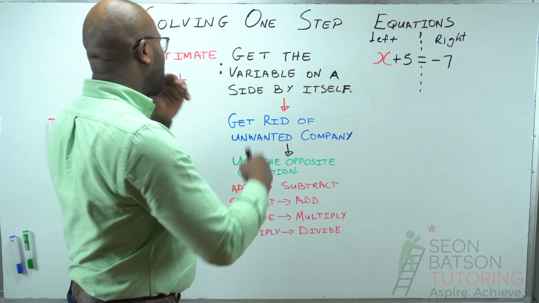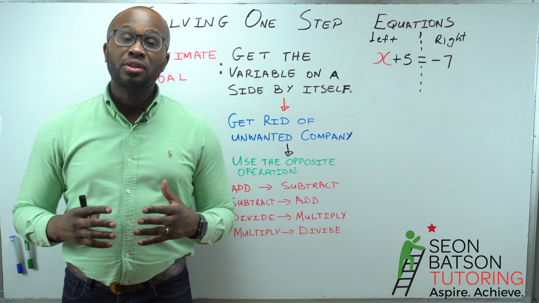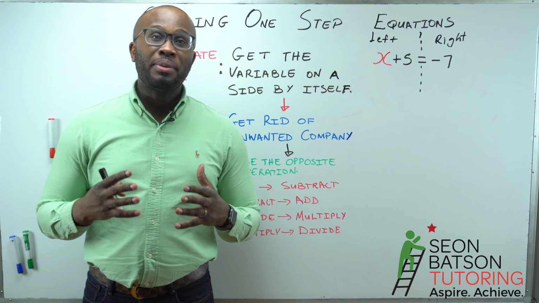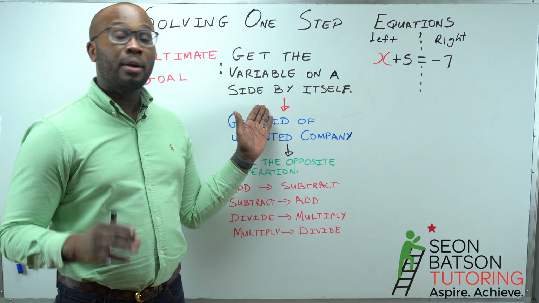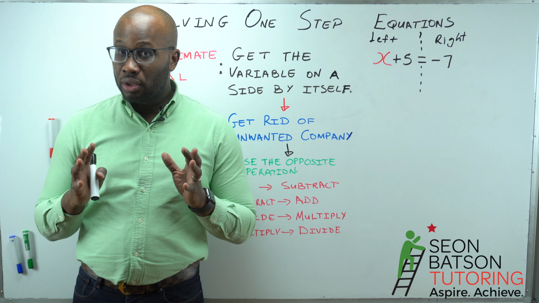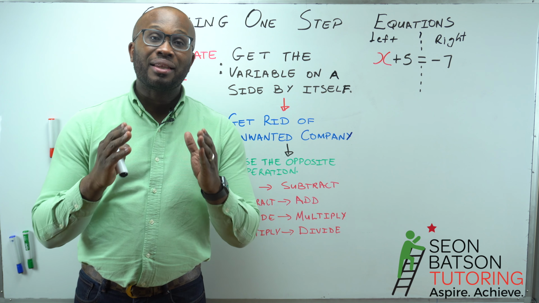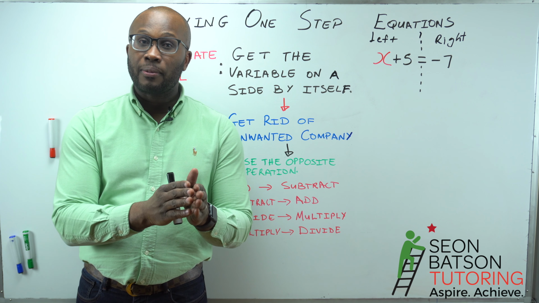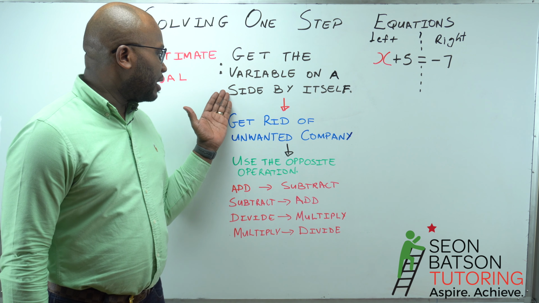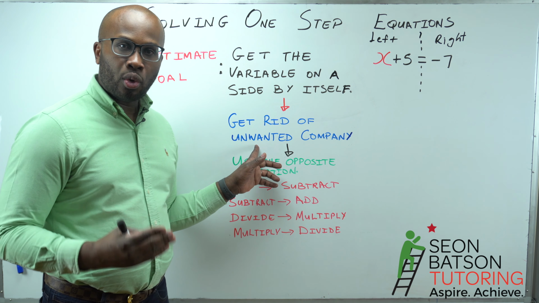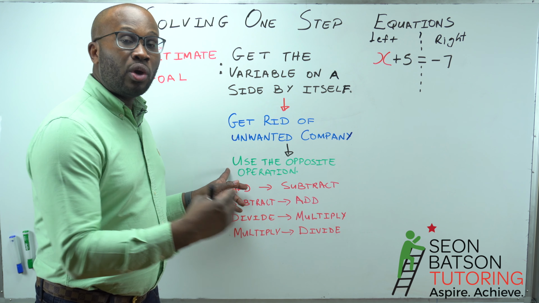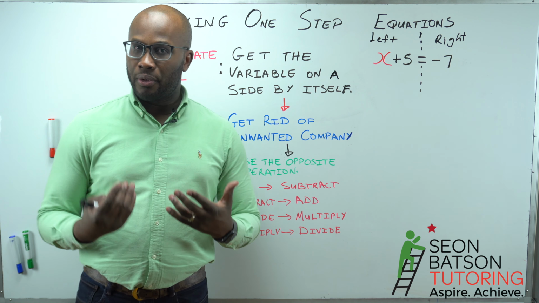Now, to our exercise. When solving a one-step equation, our ultimate goal will be to get the variable we are solving for positive and on a side by itself. Yes, that's our ultimate goal. Now, to get the variable by itself, we will have to get rid of an unwanted company. Yes? Now, to get rid of the unwanted company, we will use the opposite operation.